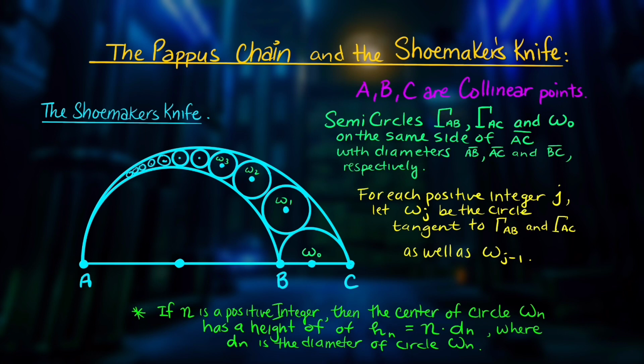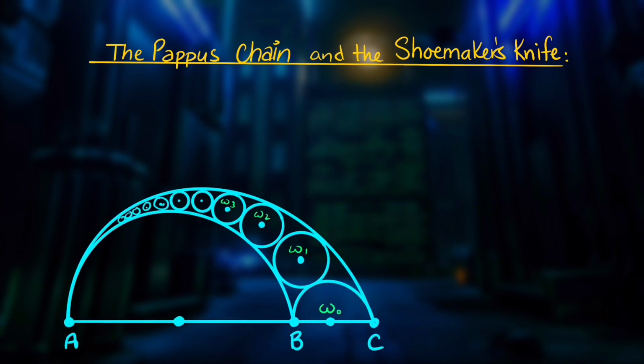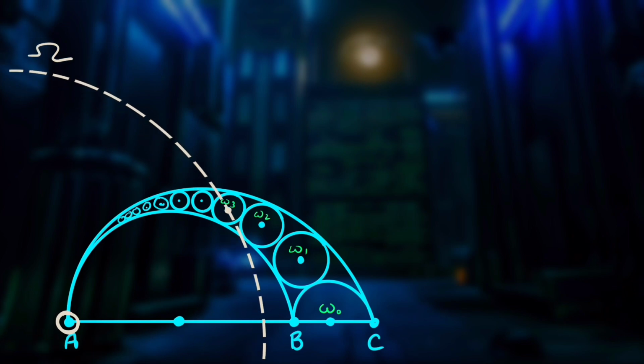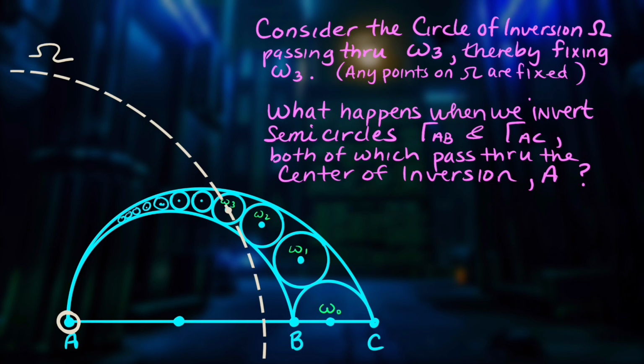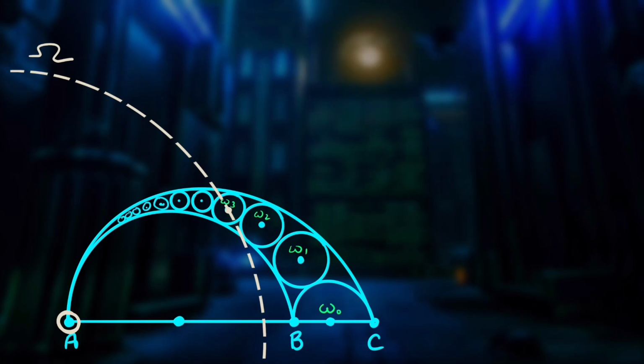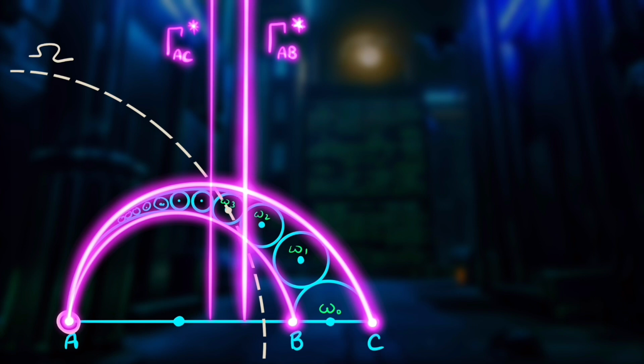So, problems involving tangential circles are ones where inversion can play a fundamental role. Now let's apply a clever placement for a circle of inversion here. We place the circle of inversion capital omega so that its center, point A, is now at a radius which will pass through omega 3, thereby fixing omega 3, because all points on the circle of inversion are fixed. When we apply the inversion to the semicircles, gamma AB and gamma AC, what do you think will happen? Note that both of those semicircles pass through the center of inversion. And since they pass through the center of inversion, they will map to straight lines. And since they are tangent to the circle omega 3, they will remain tangent to that circle under inversion.